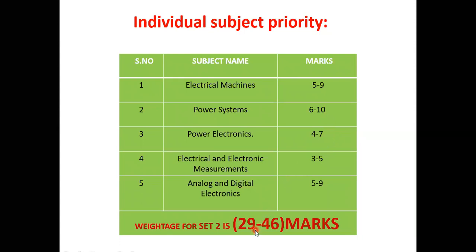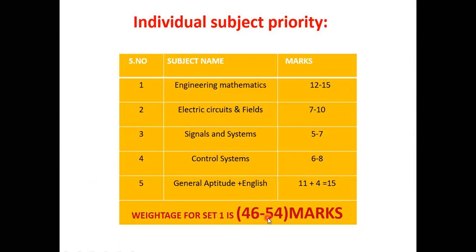So when you look at the total marks for the second set, it is between 29 to 46 marks. So the weightage for set 2 is 29 to 46 marks, whereas the weightage for set 1 is 46 to 54 marks. Then you may ask me, sir, if you are so strong in set 1, will you definitely get qualified? Yes, I can say, if you are so strong in the mathematical approach, you will definitely get the best score in your GATE examination.